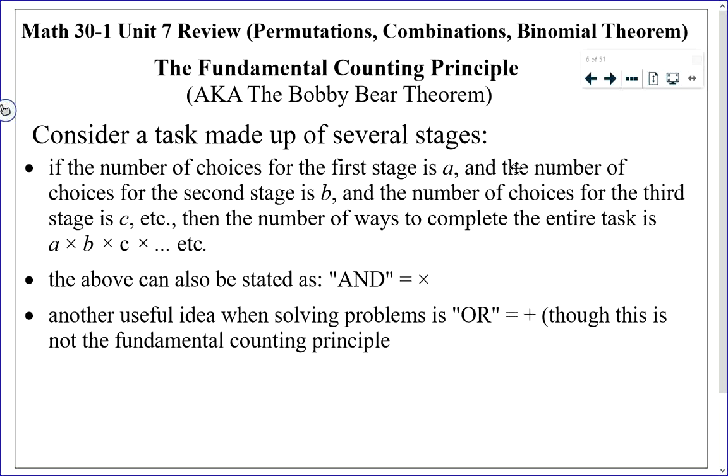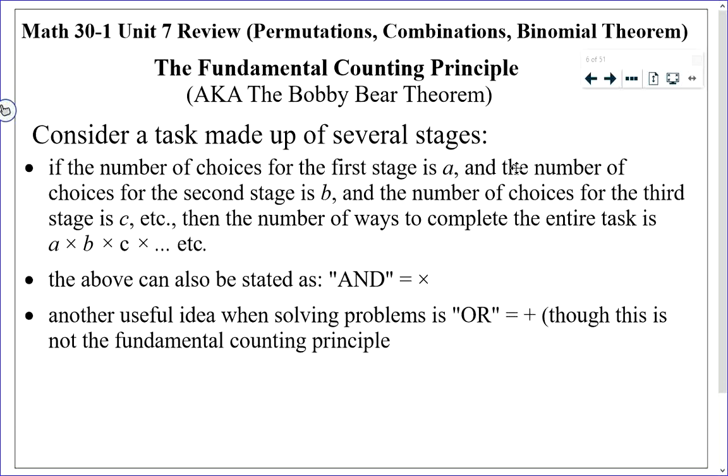Another important idea when solving problems in this unit, although it's not the fundamental counting principle, is that the word "or" means add. So for example, if Bobby-Bear went out to dinner and as part of the dinner he was allowed to have a dessert or an appetizer but not both, and there were 8 different desserts on the menu and 6 different appetizers on the menu, then the number of ways he could have a dessert or an appetizer would be 8 plus 6, which would be 14.